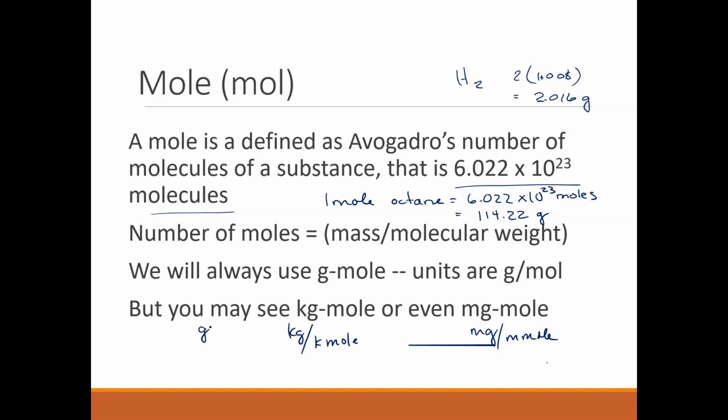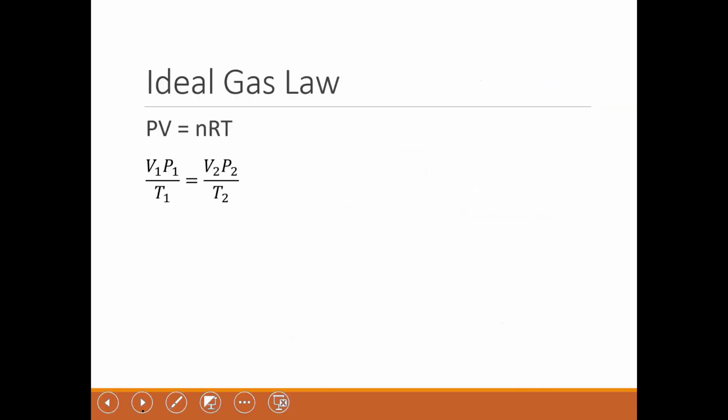And then we've got grams per mole. And it's really a gram mole, but we almost never write gram mole. The other thing to remember is the ideal gas law, PV equals nRT. We've used this this semester in 489.